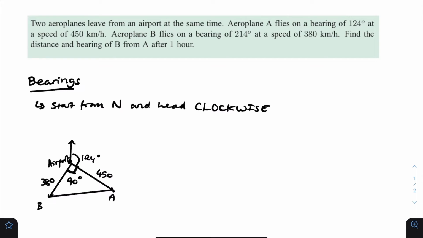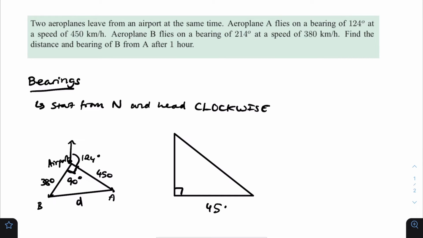As we can see, we've just used bearings to illustrate this diagram, and we can see this is a right angle triangle. So the distance, which we can call D, is the hypotenuse of this right angle triangle. Let me just draw this out. This is the triangle. We deduce that this angle is 90 degrees, and we have side lengths of 450 and 380. So D is the hypotenuse, therefore D is equal to the square root of 450 squared plus 380 squared. And we can actually put this into a calculator right now.